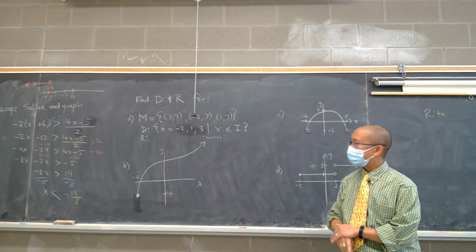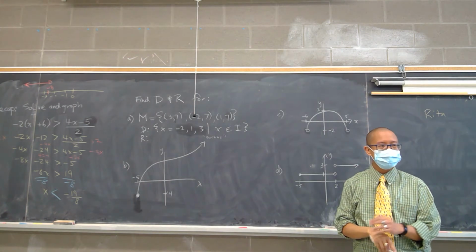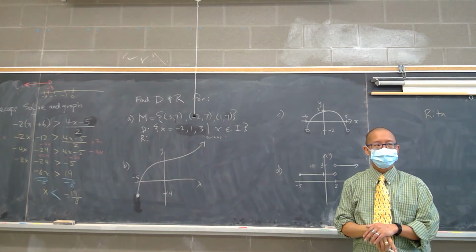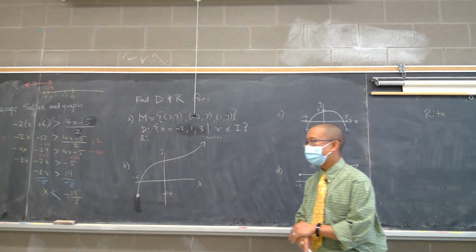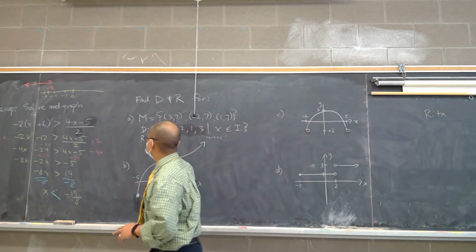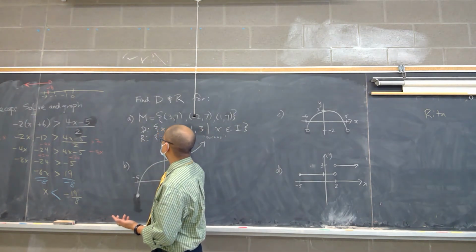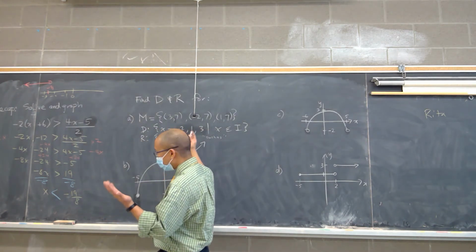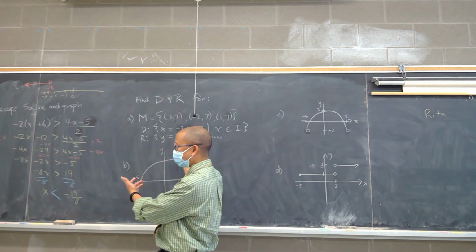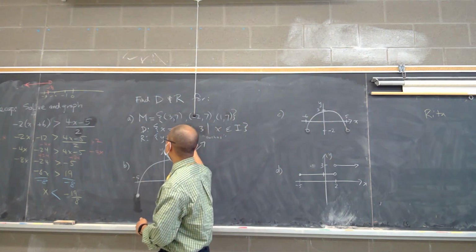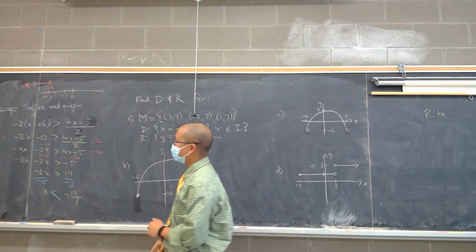The range, any volunteer want to try to give me the range for this one? Really easy, no pressure. Karen? 7? 7 is correct. And again, you just have to be specific. Notice range is related to y, so y is equal to 7. And again, this is the most important part, y equals 7, such as y belongs to integers, right?